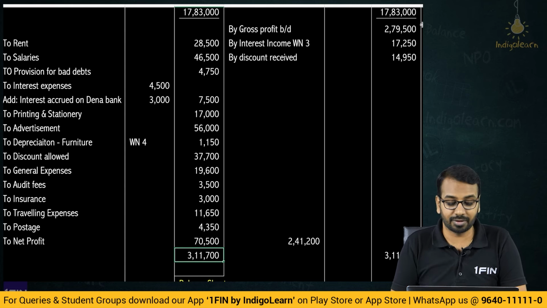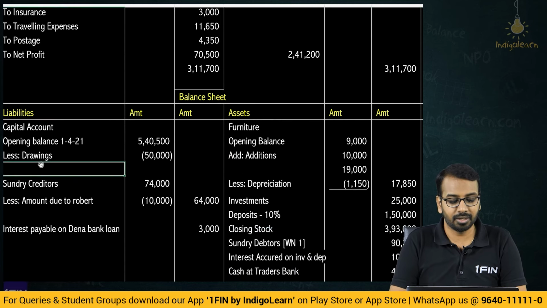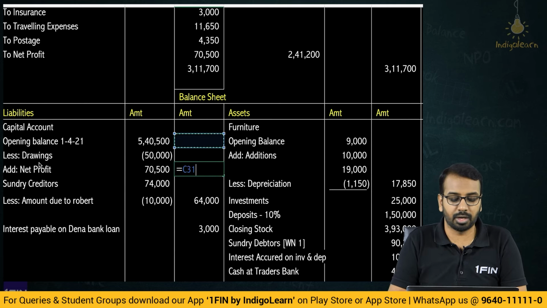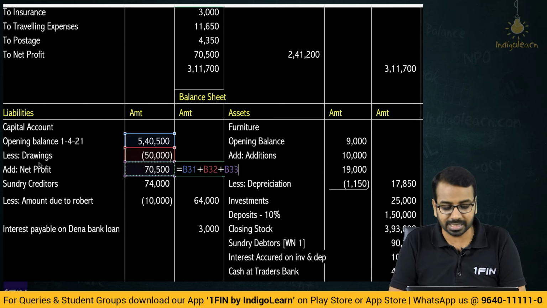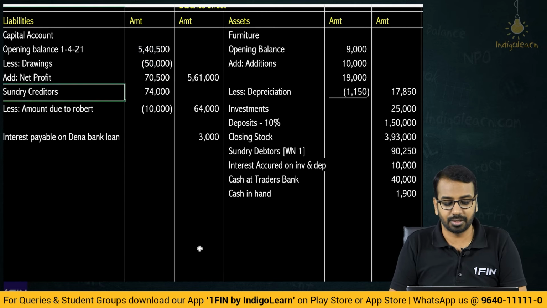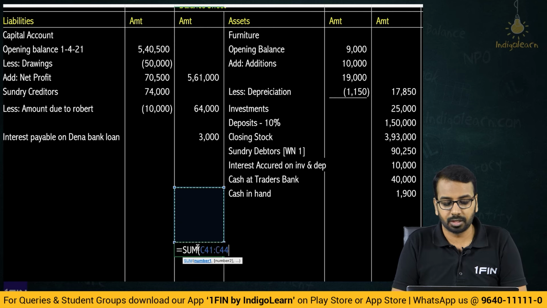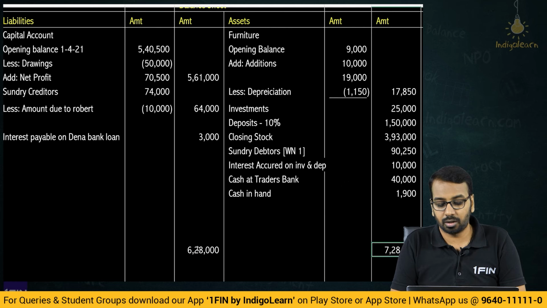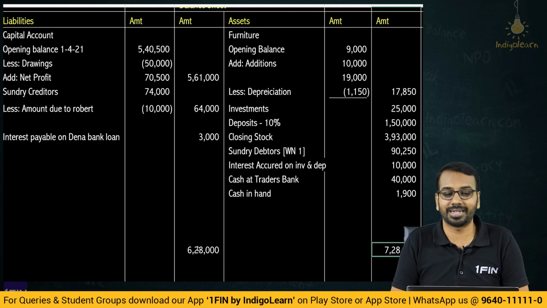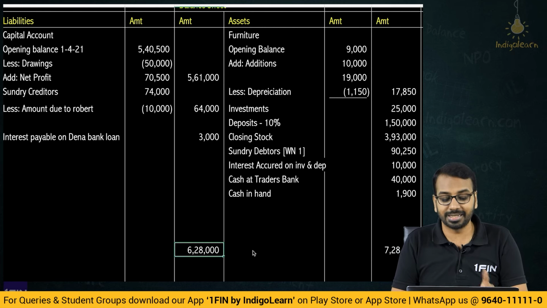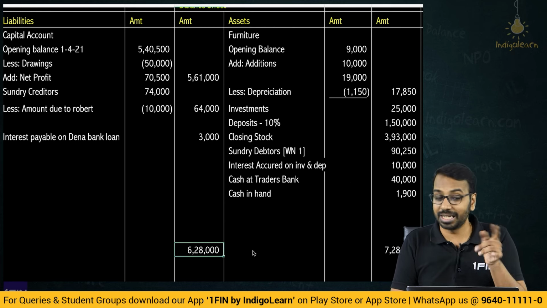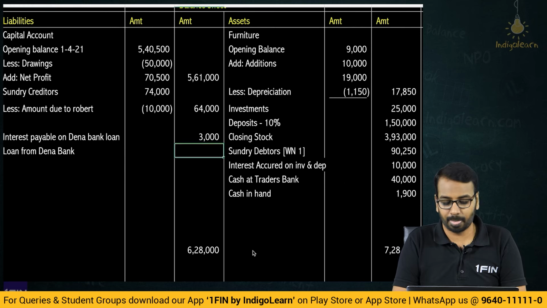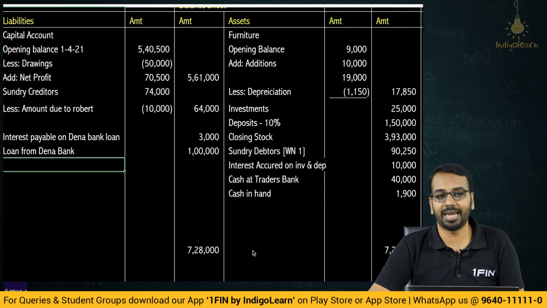Okay. How much? 7,500. What will you do with that? You will add here. Add to net profit 70,500. In the outer column you have 540,500 minus 50,000 plus 7,500, 561,000. So if you do the total, you can do it on your own. Total of the liability side, we get 628,000. On the asset side, we are getting 728,000. So what did we miss? If you see the difference, there is a difference of 1 lakh. And what is that 1 lakh? We said we considered, but we didn't write here. That 1 lakh is loan from Dena Bank. If you write 1 lakh, you get 7,28,000.